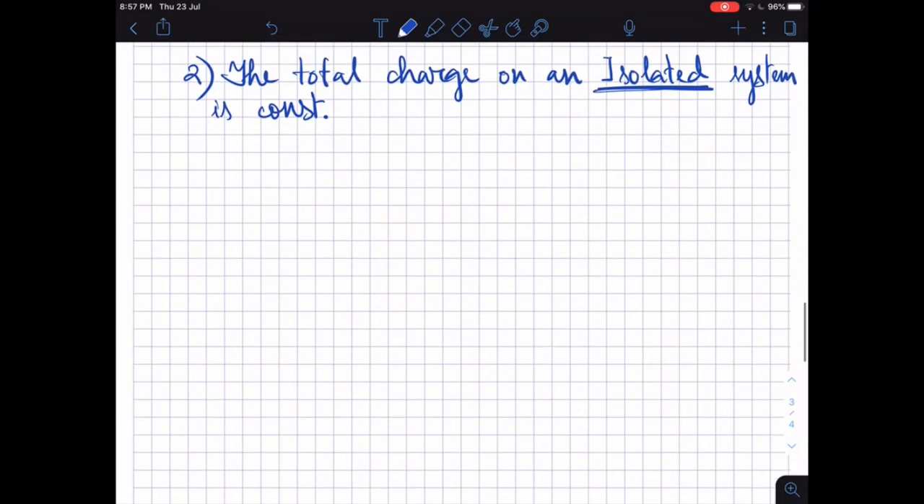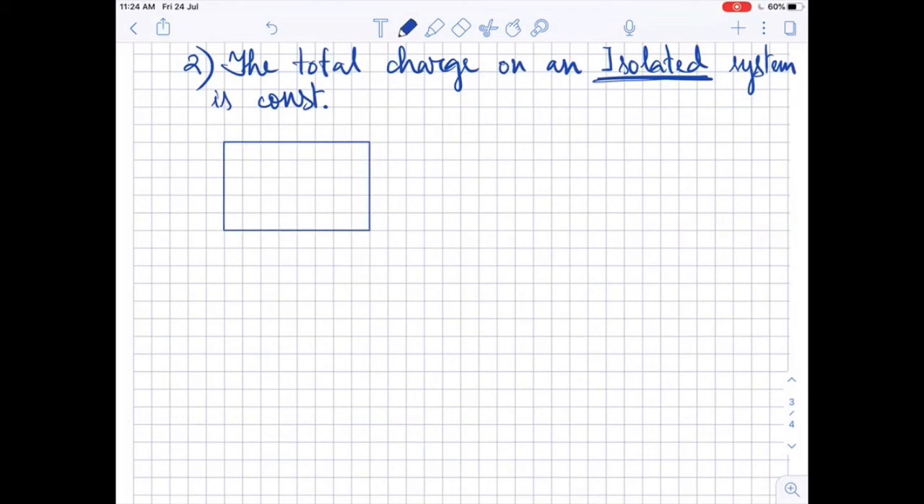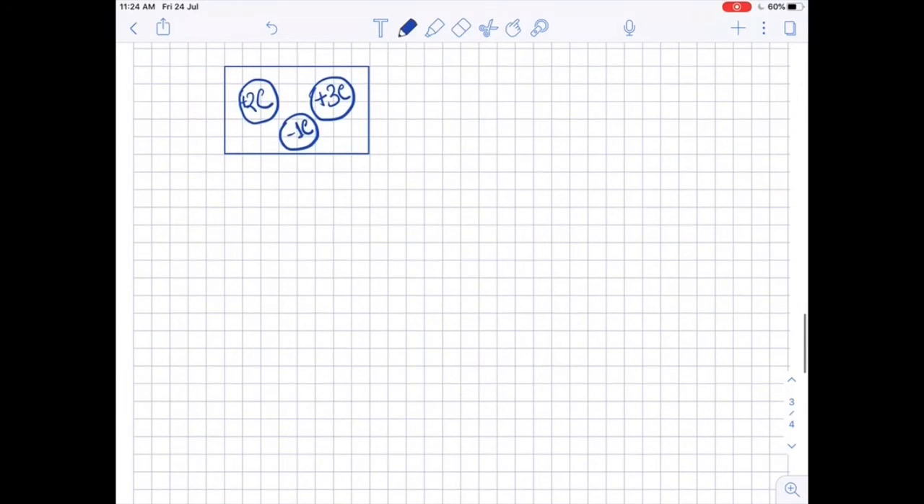So what do we mean by this? If we consider an isolated system comprising three particles, one carrying positive 2 coulomb, one carrying positive 3 coulomb, one carrying negative 1 coulomb. So the net charge carried by the system will be 3 plus 2 is 5, minus 1, 4 coulomb.